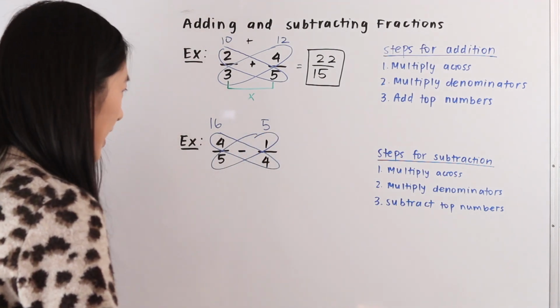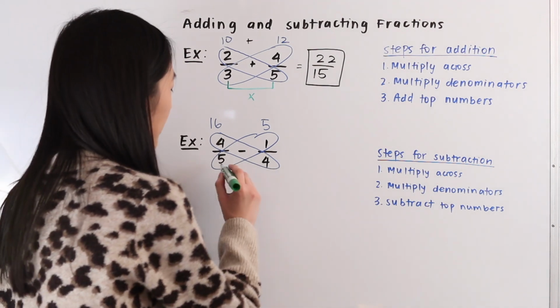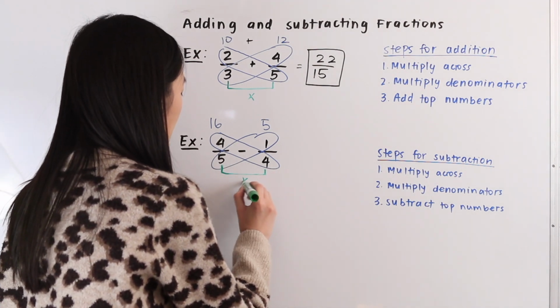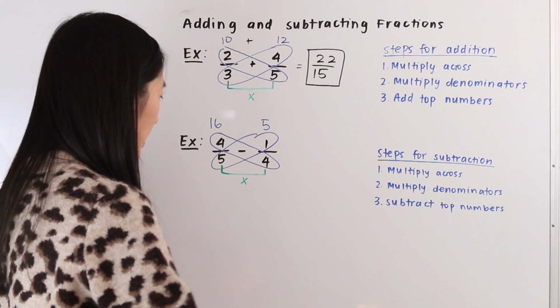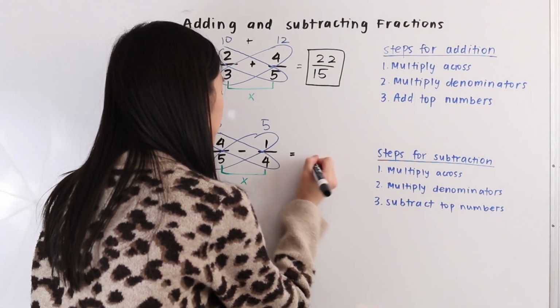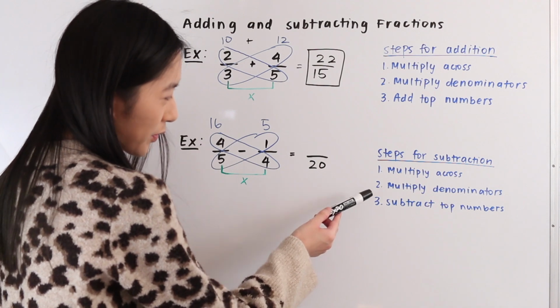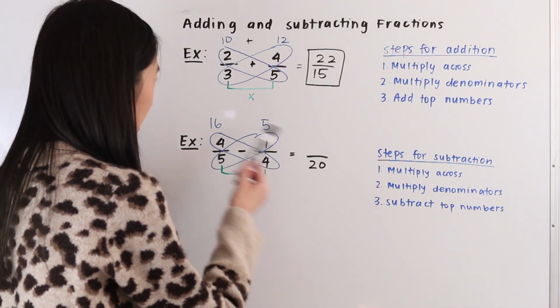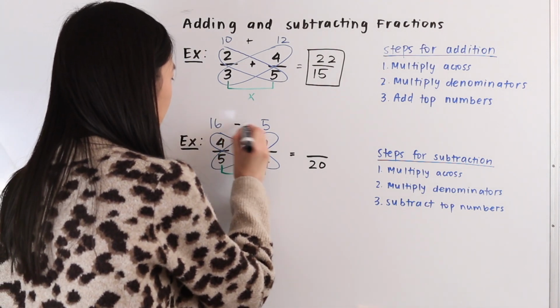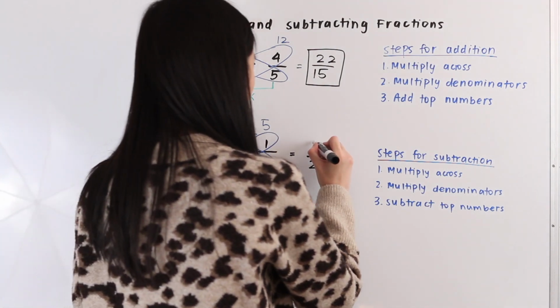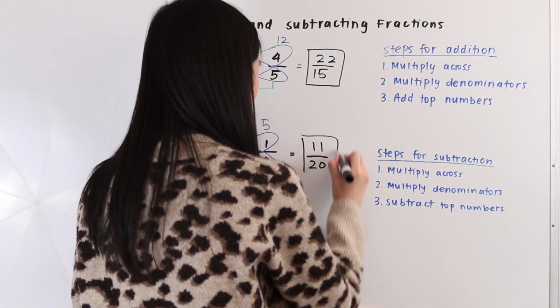As our next step, we are going to multiply our denominators. So here we have 5 times 4, which is equal to 20. And in our last step, we are going to subtract our top numbers. So here we have 16 minus 5. So 16 minus 5 is equal to 11. So we have 11 over 20.